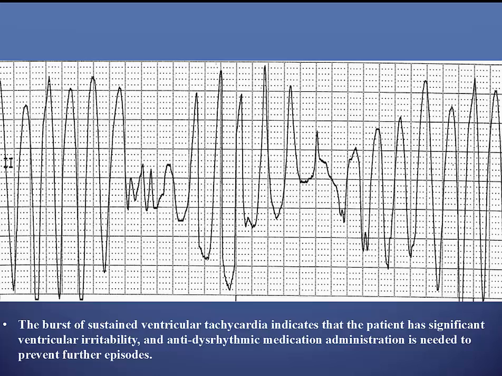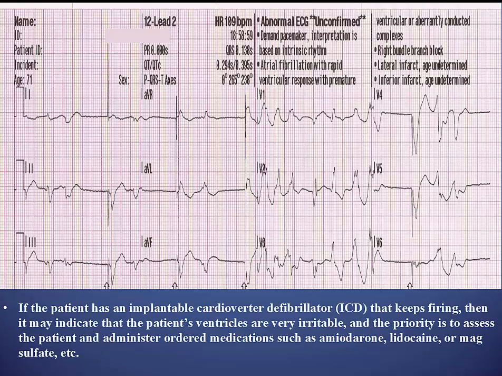The burst of sustained ventricular tachycardia indicates that the patient has significant ventricular irritability, and antidysrhythmic medication administration is needed to prevent further episodes. If the patient has an implantable cardioverter defibrillator that keeps firing, then it may indicate that the patient's ventricles are very irritable, and the priority then is to assess the patient and administer ordered medication such as amiodarone, lidocaine, or magnesium sulfate.